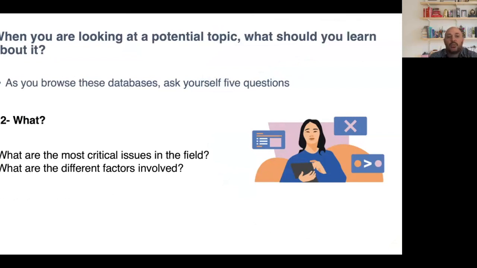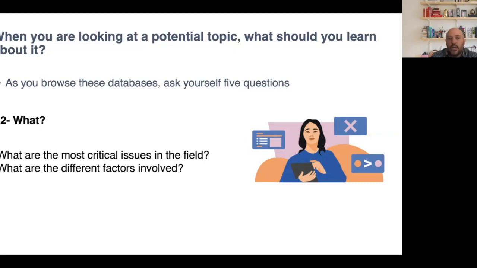Another question is what are the most critical issues in the field? Some of them are still ongoing, the hot topics. For example, the Department of Defense has been funding a lot of research on PFAS in the past 10 years, so there are still a lot of funds available.